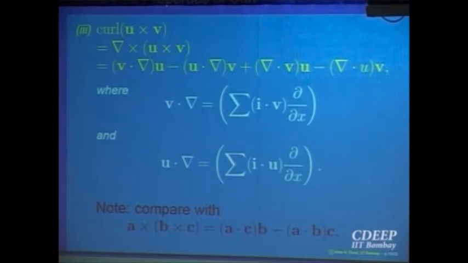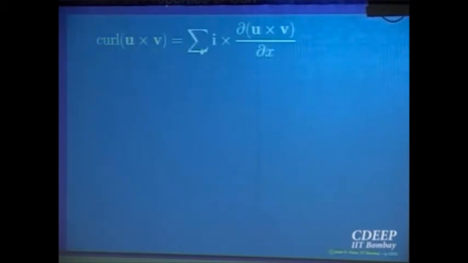So computation, if we do it logically, is not difficult at all. So we'll write curl of u cross v. Symbolically it is i cross the partial derivative with respect to x of u cross v. Now we proceed as before.